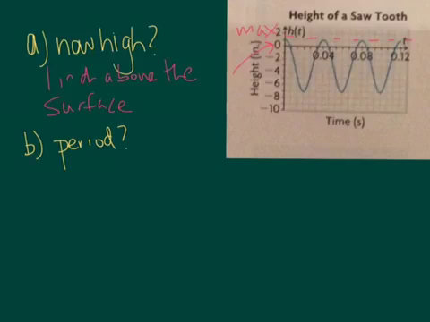The period is the time to complete one whole cycle. Looking at the graph, if I start here, it's where I meet at 1 again. So up here, that's one complete cycle, so 0.04 seconds.